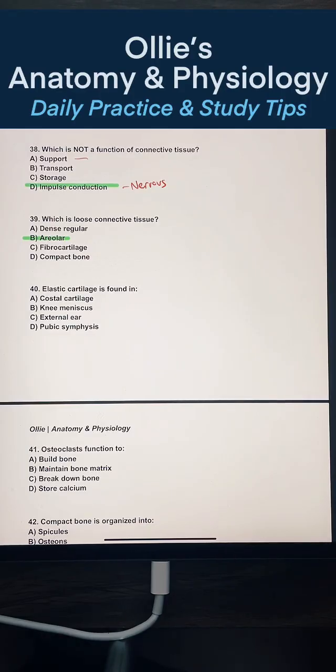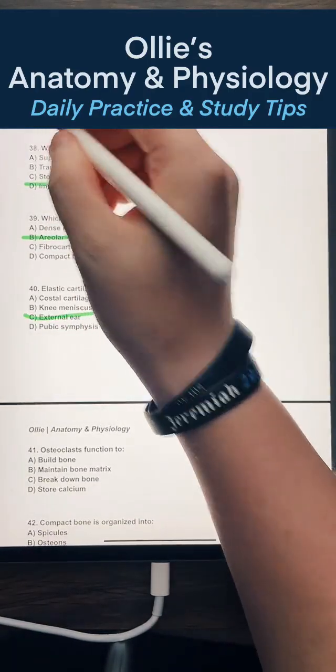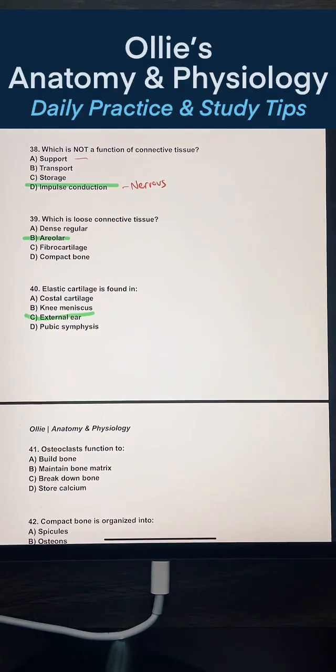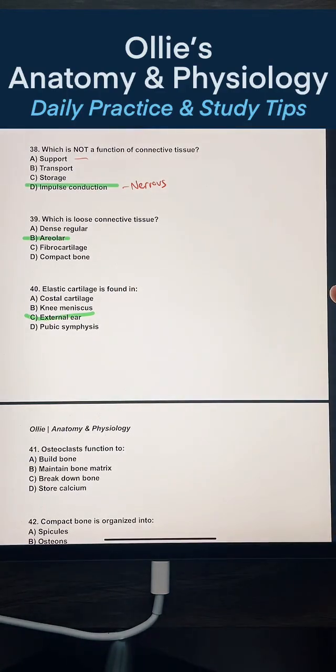Number 40, the answer is C. It is the external ear. It's flexible. Elastic cartilage is flexible. Costal cartilage would be hyaline. Your knee meniscus would be fibrocartilage, and your pubic symphysis would be fibrocartilage.